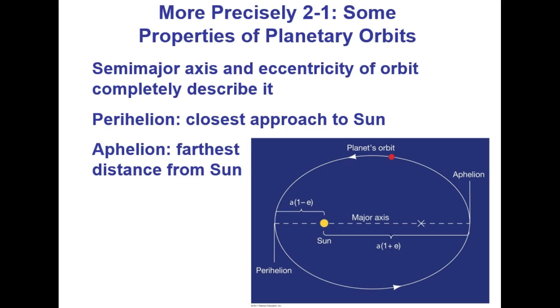The semi-major axis and eccentricity of an orbit completely describe it. Perihelion is the closest approach to the Sun, and aphelion is the farthest distance from the Sun.